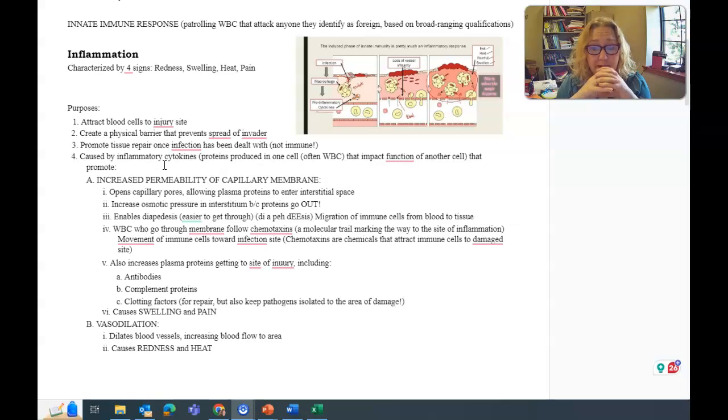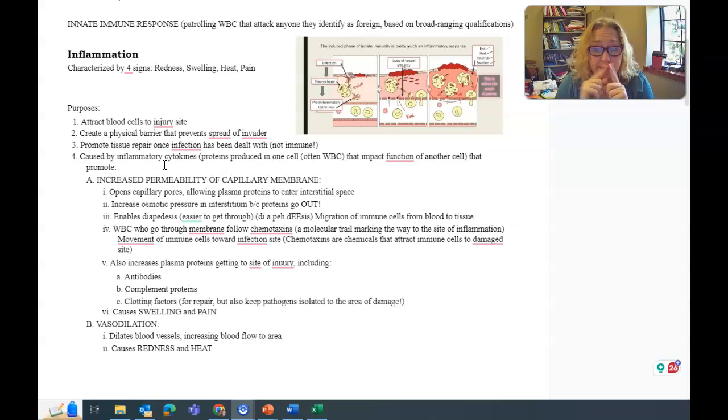And what else is going to happen? So it's oozy, right? All of a sudden, things are going to ooze out. The first thing that I do when I vasodilate is I attract the cells to the injury site. I get all my white blood cells to come to me. This also creates a physical barrier to the spread of more, because you're creating a little barrier that's like, no more. It promotes tissue repair once the invader's been dealt with.